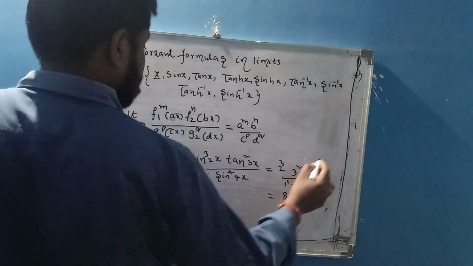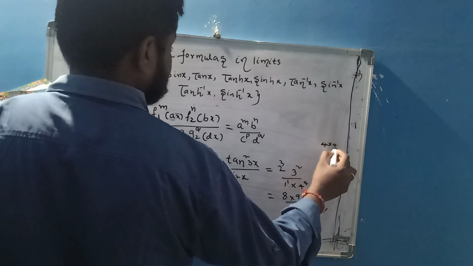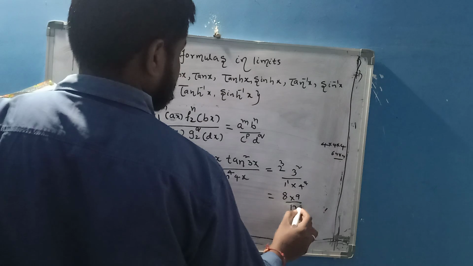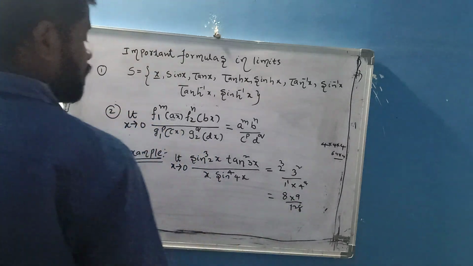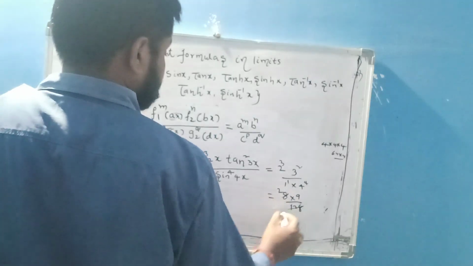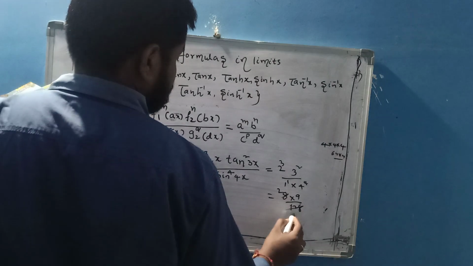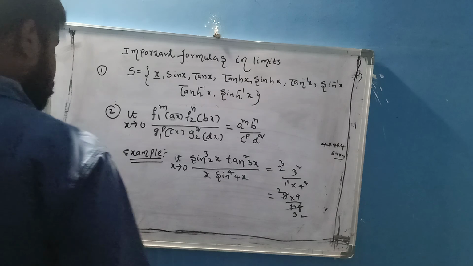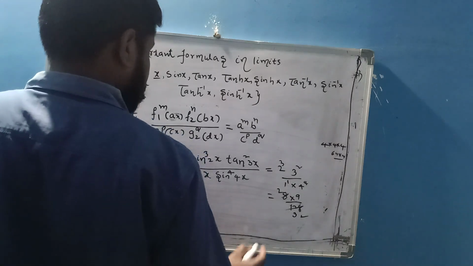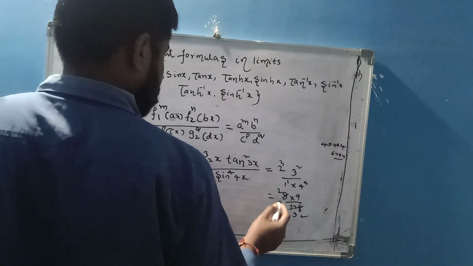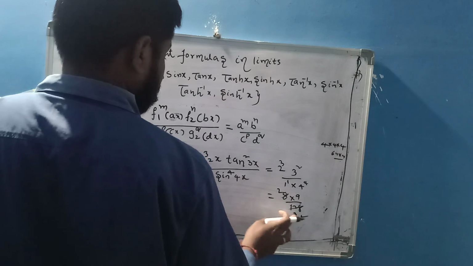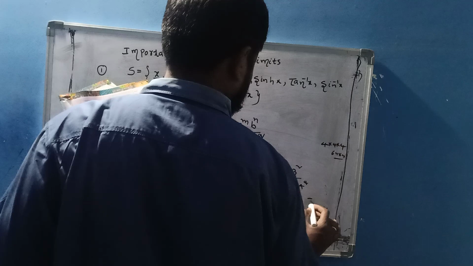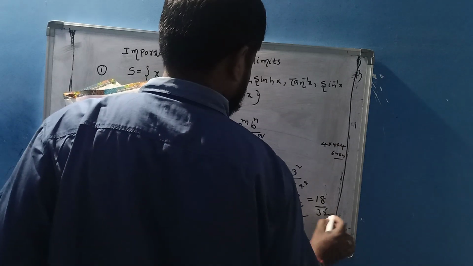8 into 9 by 4 cube. Now 4 4s are 16, 16 4s are 64, 64 4s are 128. Simplify that one. 128 simplify. 4 2s are 8, 4 3s are 12, 4 2s are 8. 2 into 9 by 32, that is 18 by 32.